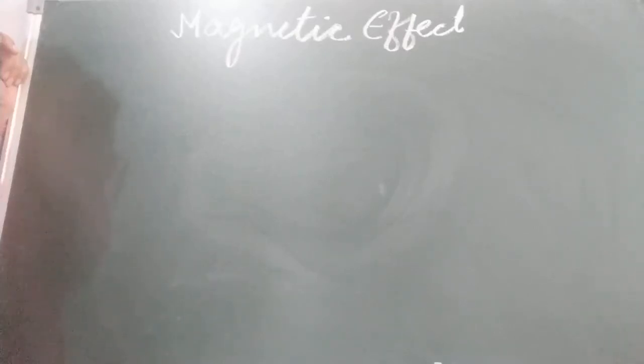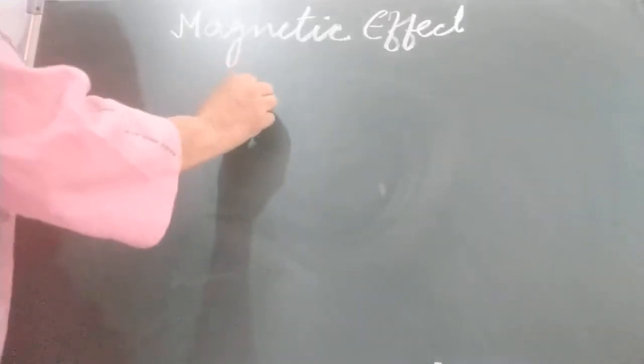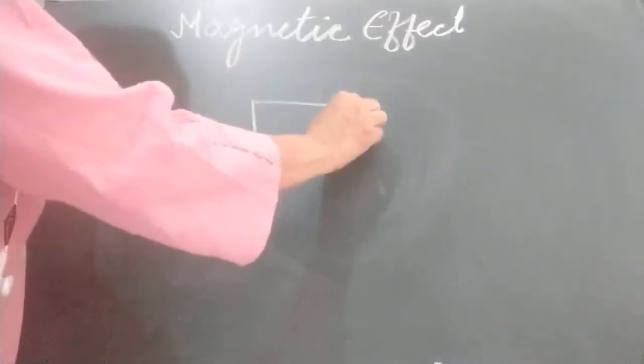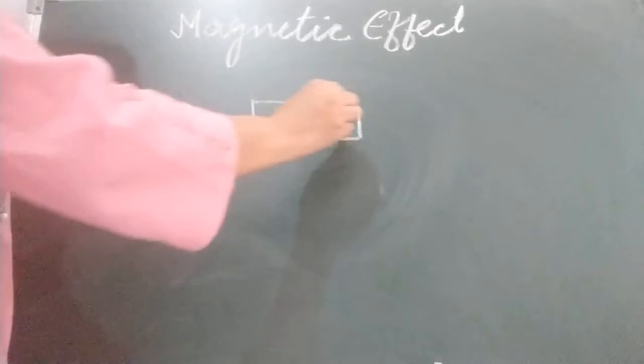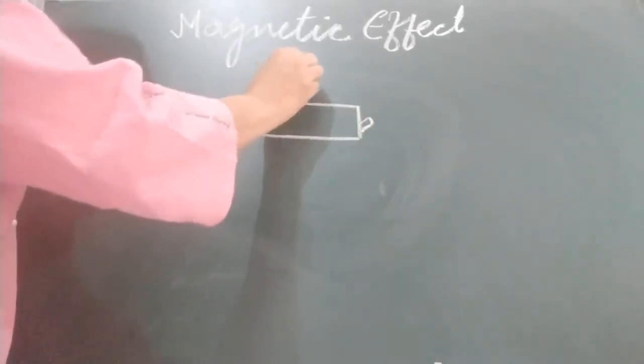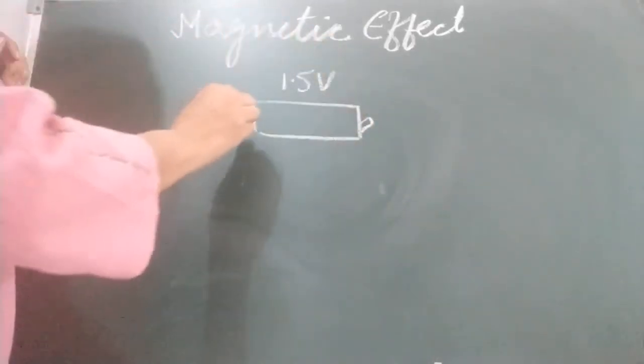Here we are going to prove this with the help of an activity. So what is this activity? To see the magnetic effect of current passing through a wire. Okay, here what material will we use? We will take one cell of 1.5 volt. You can do this activity at home.